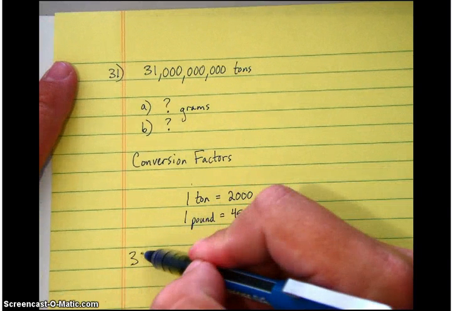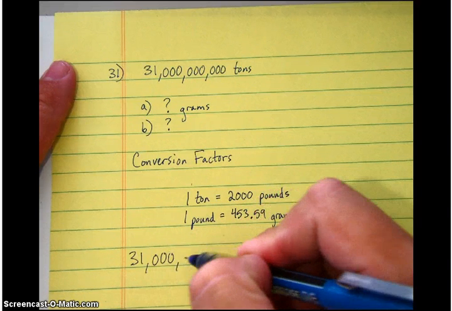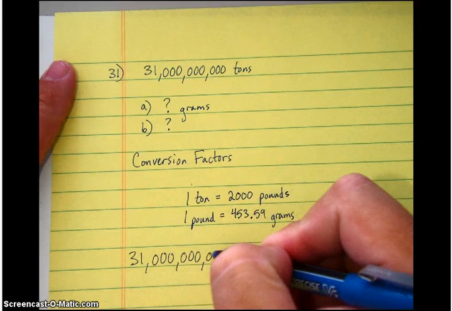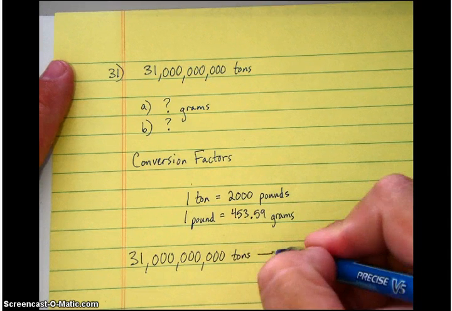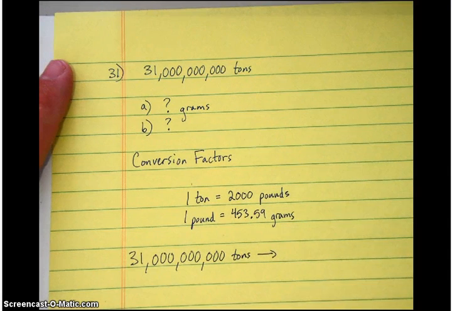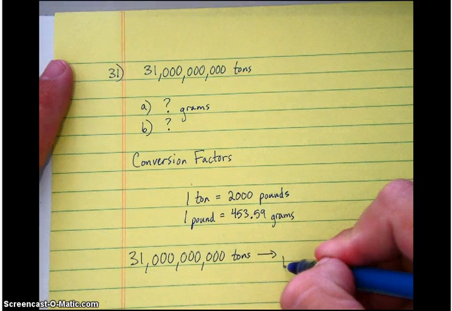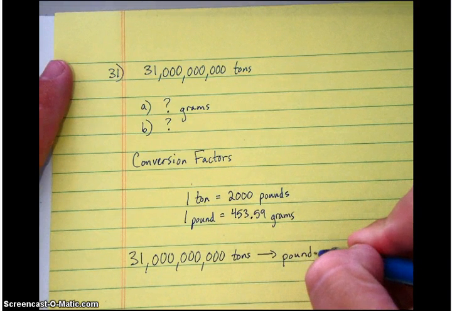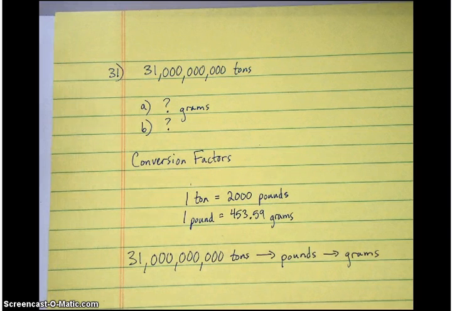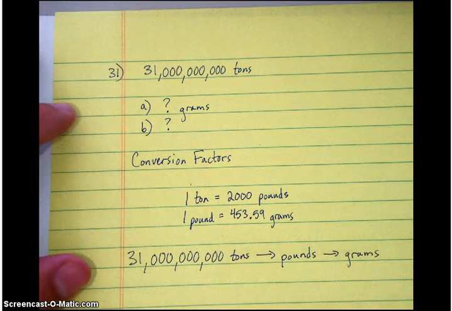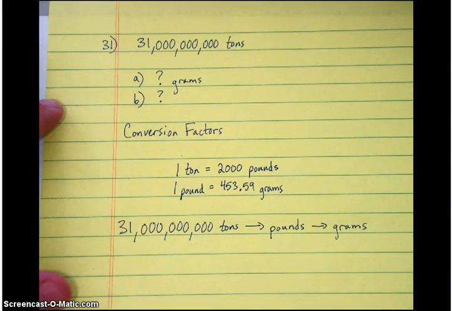The plan always starts with the given, and we use arrows to represent the changes that will occur, the conversions. We can convert tons to pounds, and then pounds to grams. Pay attention to the number of arrows. This is always important in determining how to set up the problem.